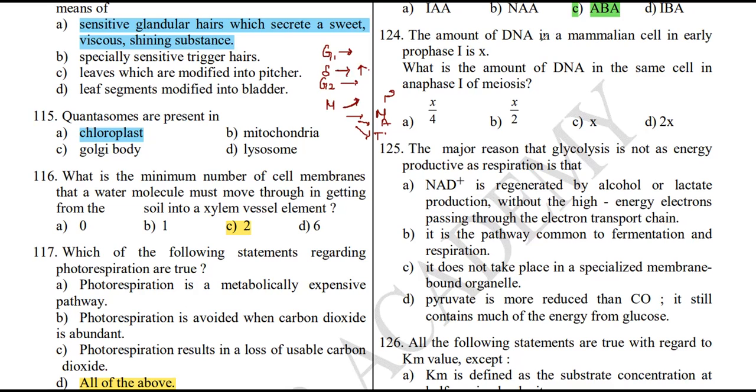Now, let's see this one. The amount of DNA in a mammalian cell in early prophase is 1. Okay, which means the 2C content is going to be X. The amount of DNA content is X. What is the amount of DNA in the same cell in anaphase? Whether it is prophase or metaphase or anaphase or telophase, the amount of DNA is going to remain the same. So answer is going to be option C. Okay, yes, so it is option C.